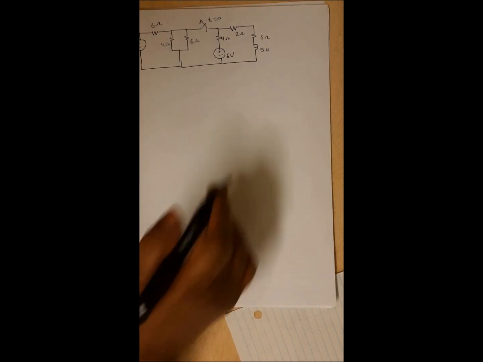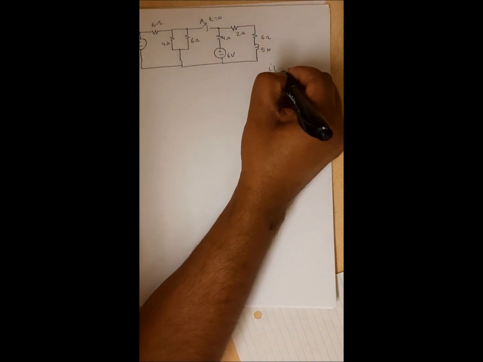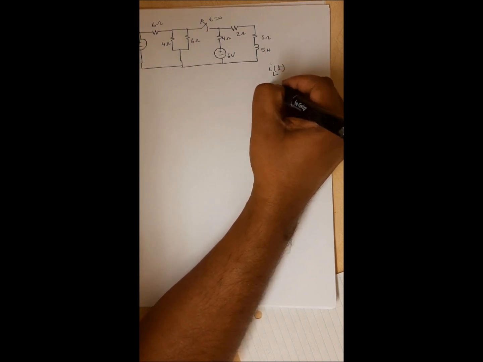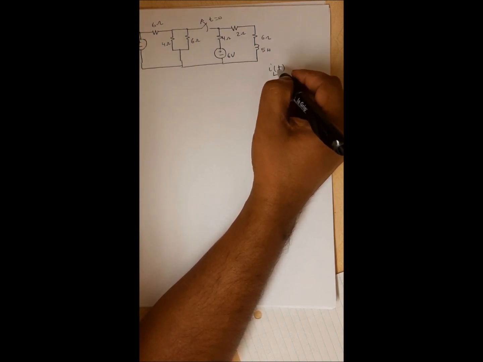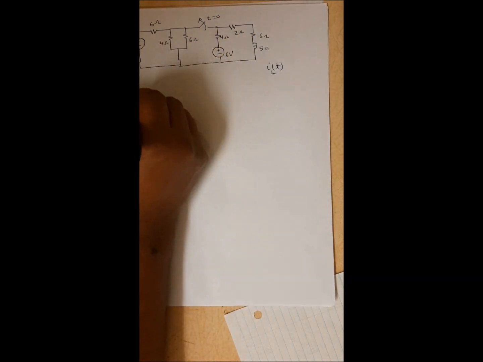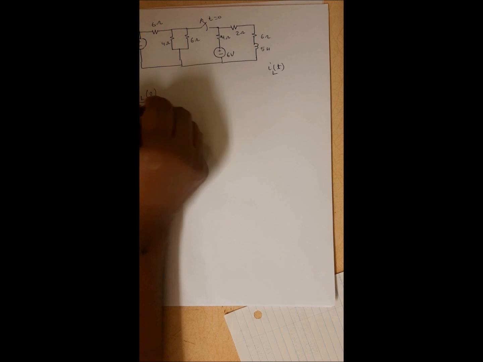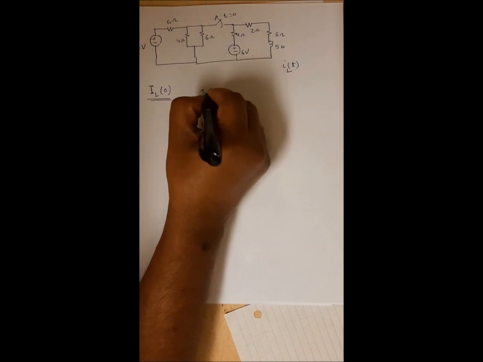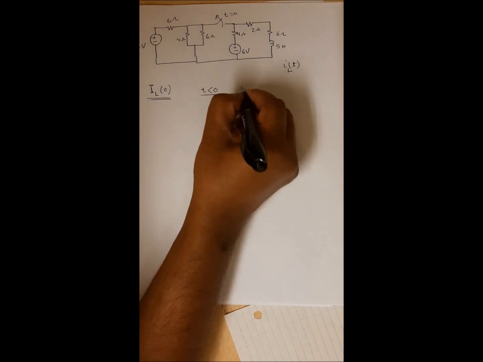To solve, you have to find I L of t. To find I L of t, you need to find I L of 0. To find I L of 0, basically you need to solve the t less than 0 steady state circuit.